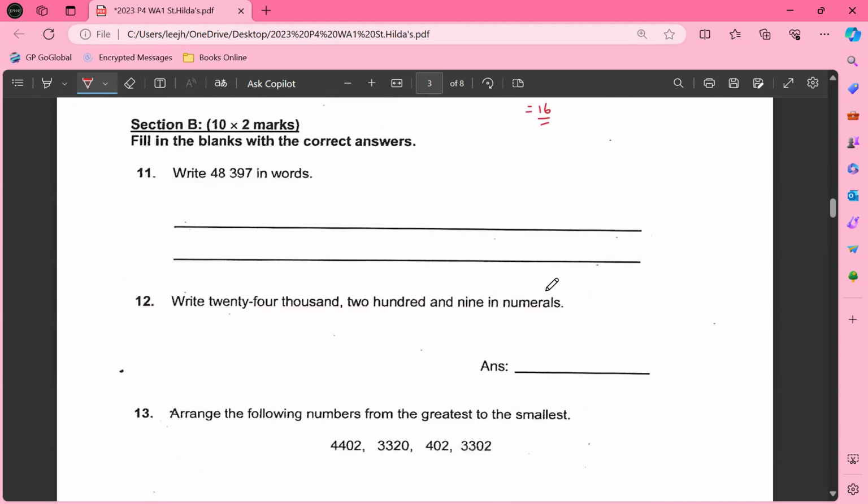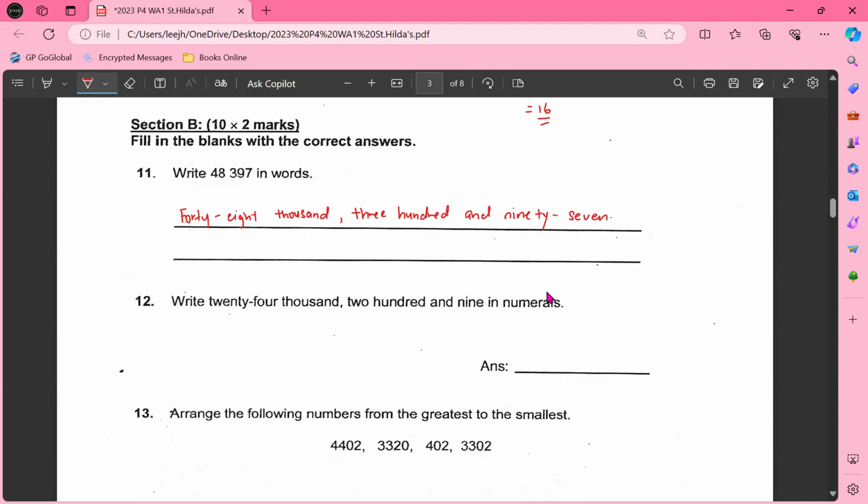Okay, section B. Question 11: write 48,397 in words. So you just spell it out. Forty is without the U. Forty is F-O-R-T-Y. 48,000, 8,000, this is an A, comma, 300 and 90, then with a dash, 7. That's how we spell it. 90 is not N-I-N-T-Y, it's N-I-N-E-T-Y.